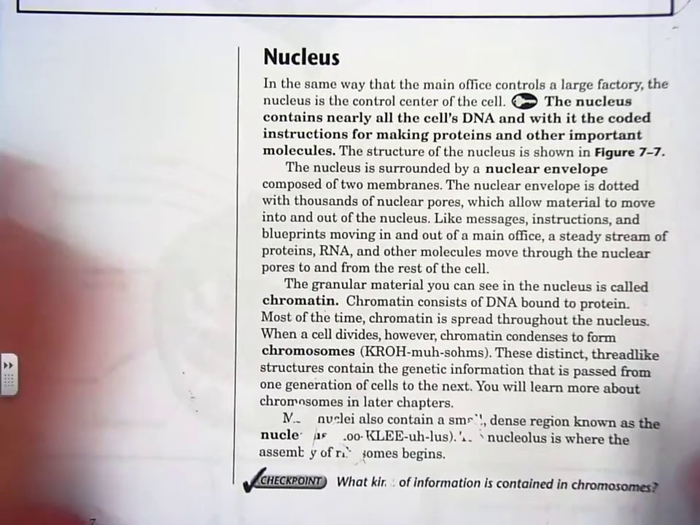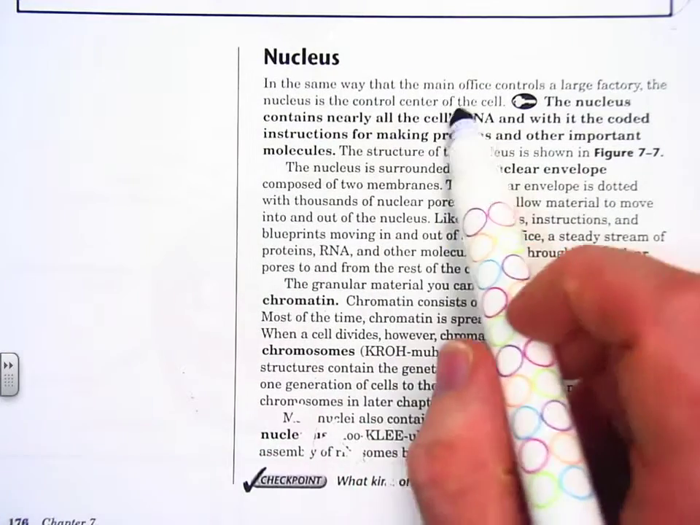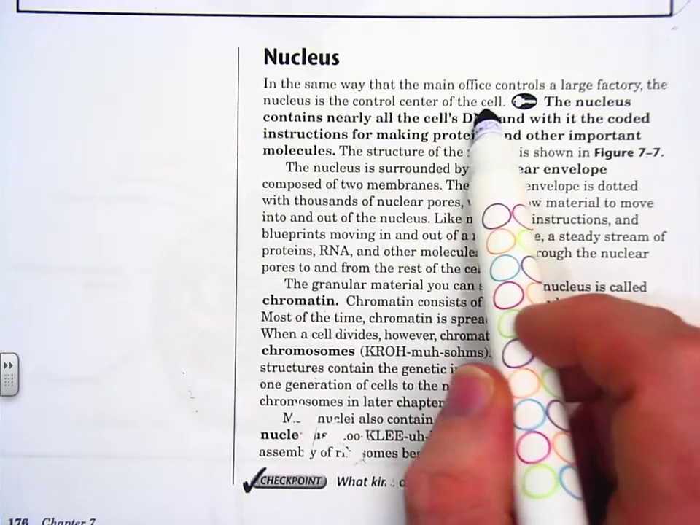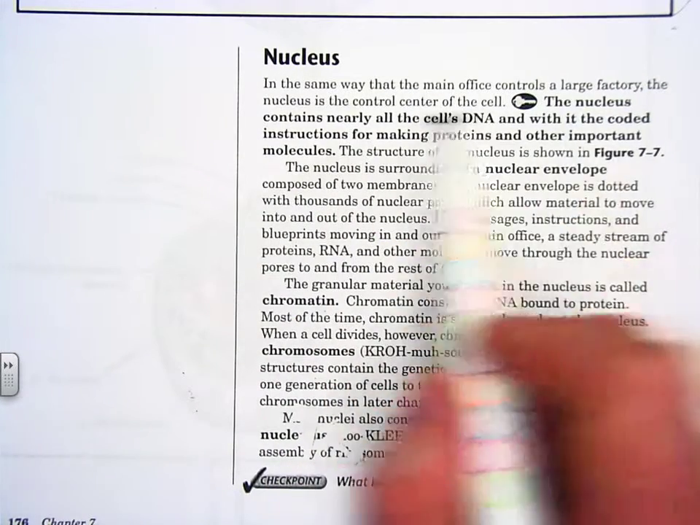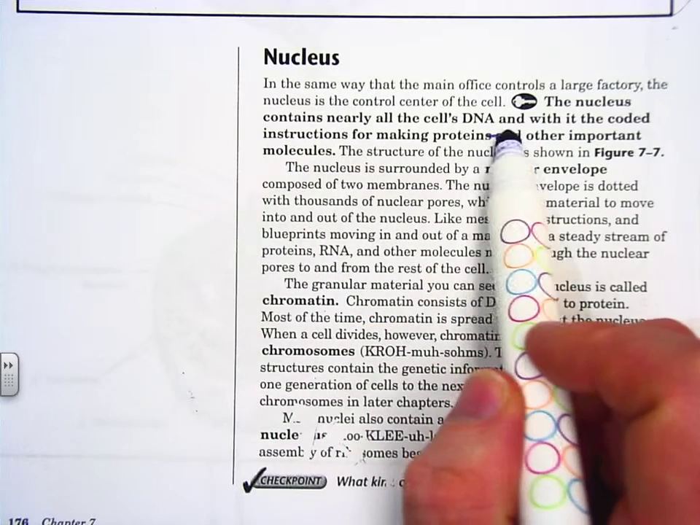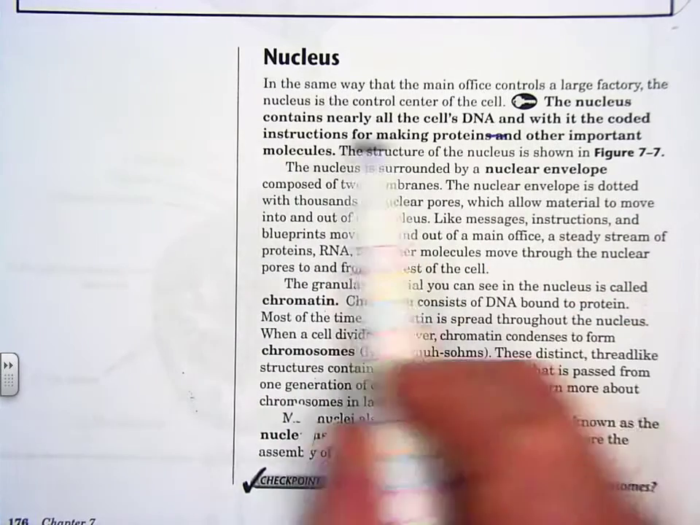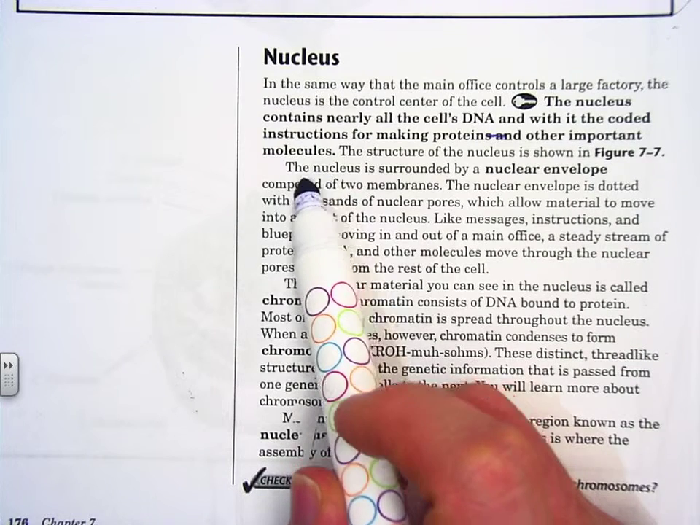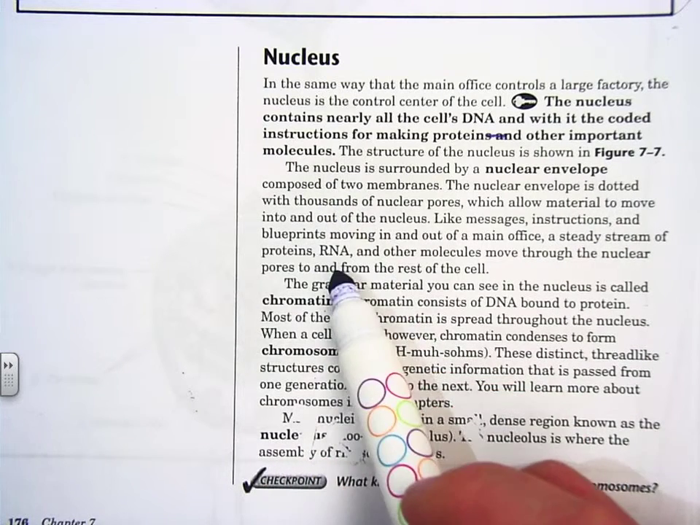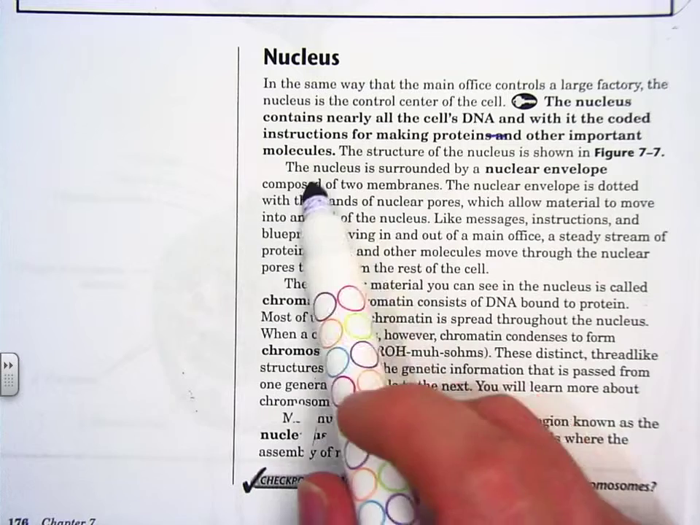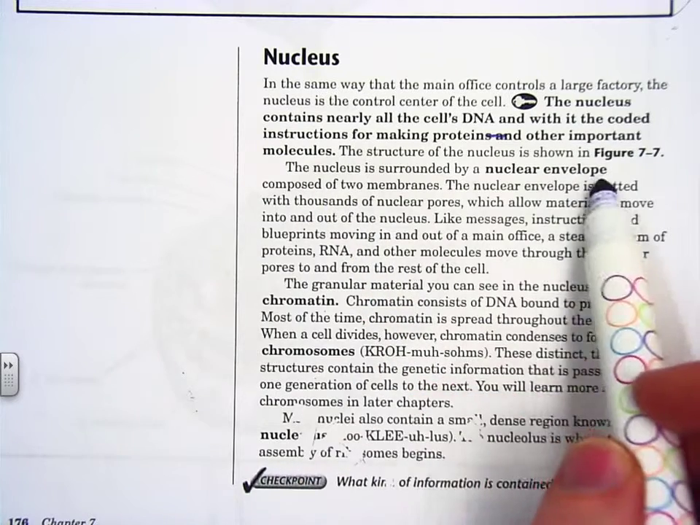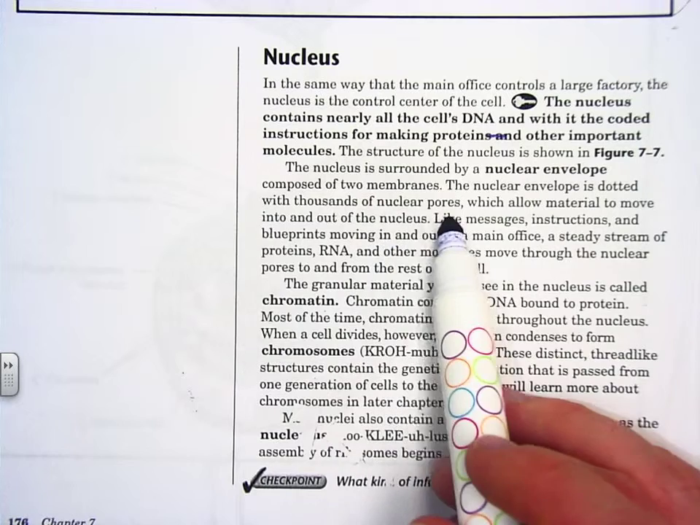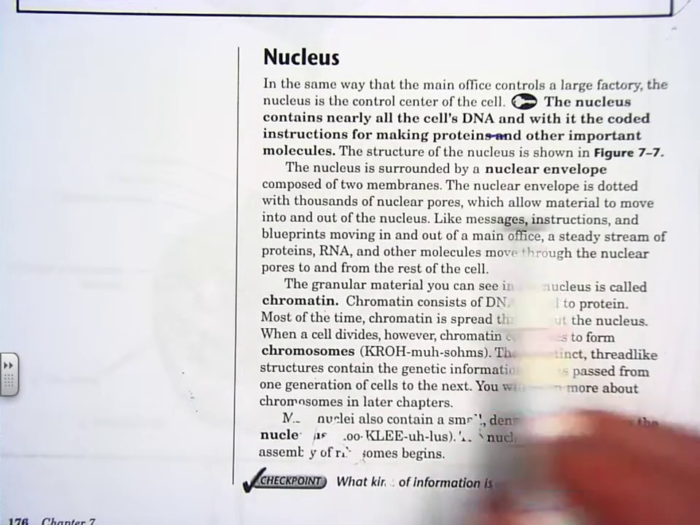In the same way that the main office controls a large factory, the nucleus is the control center of the cell. Here's a key concept. The nucleus contains nearly all the cell's DNA, and with it, the coded instructions for making proteins and other important molecules. The structure of the nucleus is shown in figure 7.7. The nucleus is surrounded by the nuclear envelope, composed of two membranes. The nuclear envelope is dotted with thousands of nuclear pores, which allow material to move into and out of the nucleus.